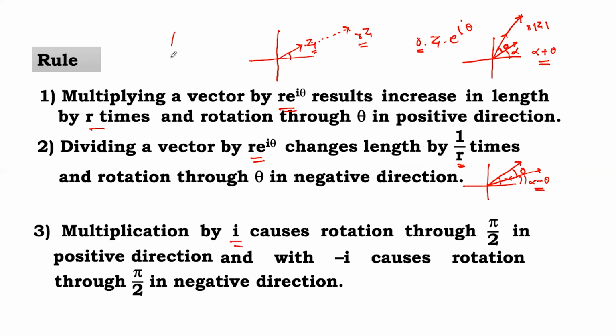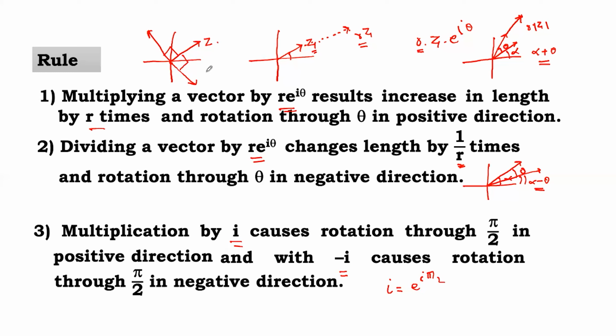If this is Z, right? We know that I means e to the power I pi by 2, which means cos pi by 2 plus I sin pi by 2, right? Sin pi by 2 is 1, cos pi by 2 is 0. It means we have to give a 90-degree angle to this Z. So this is 90, and the same magnitude is there, right? What if I'm multiplying with minus I? Then we have to give minus 90 to this angle. So this angle will be minus 90.